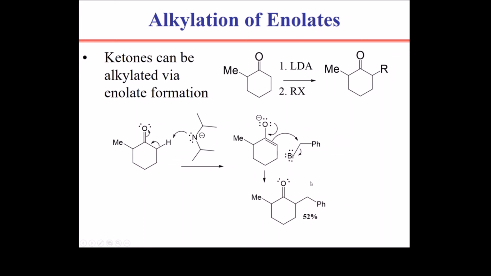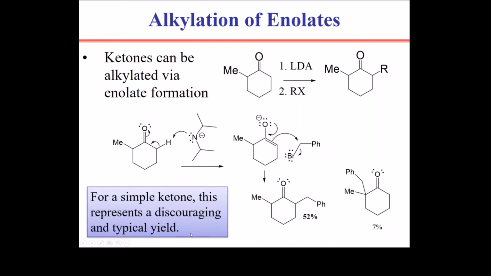And we've done pretty much everything here that we could. We pre-mixed our base and our ketone together to form the enolate, and then in the second step we added in the alkyl halide. We kept the base away from the alkyl halide, and yet we still only got 52% yield. And this is a reaction that your book reported. And to be honest, this is a pretty simple ketone. And if you get a 52% yield using a very simple ketone, you start to expect to get a much lower yield when you're using a more complicated ketone.